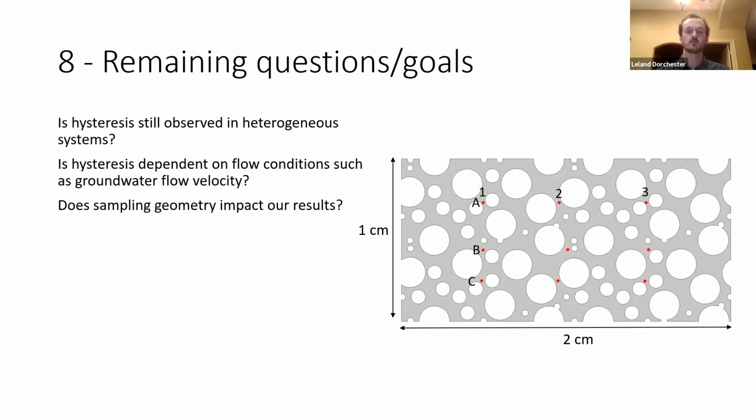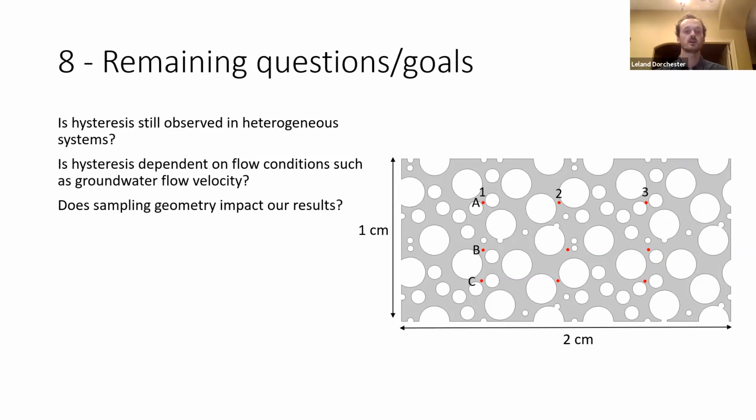So lastly, moving into this project, we did have some other questions that we wanted to look at. One of these is whether or not hysteresis is still observed in a heterogeneous versus a homogeneous system. If we were to look at a heterogeneous system, that would involve defining an immobile porosity, and for example, that would probably be occurring in those white grains. Then we would have an explicitly defined heterogeneous system that we could be looking at. Another question we had is whether or not hysteresis is dependent on flow conditions, such as whether we were working with a fast velocity flow regime versus a slower velocity flow regime.